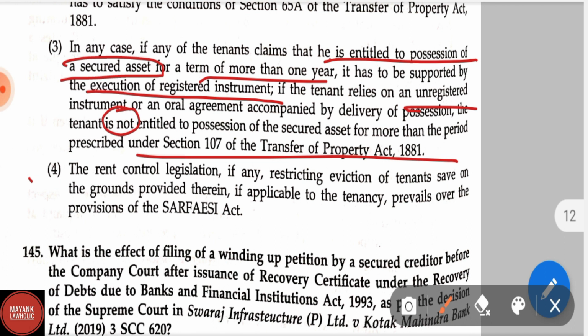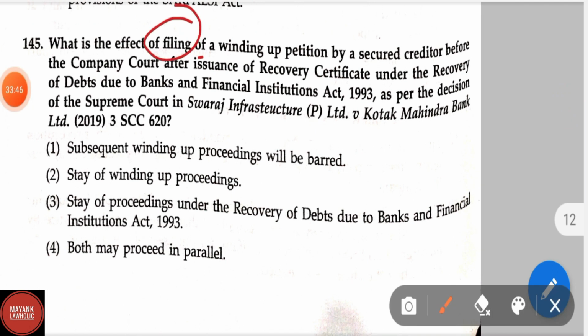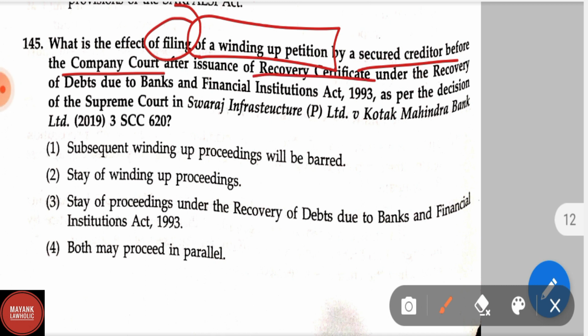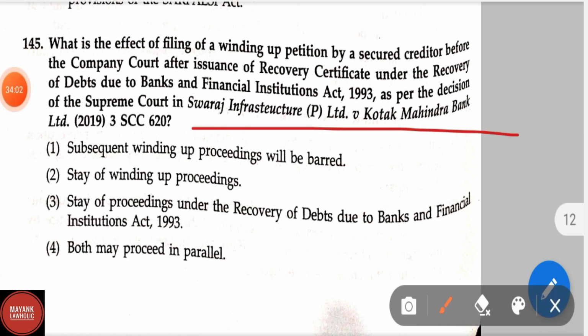In this question, the correct answer is option number 4. This is the right answer. Now let us see the question number 145. What is the effect of filing of a winding up petition by a secured creditor before the company court after issuance of the recovery certificate under the Recovery of Debts Due to Banks and Financial Institutions Act 1993, as per the decision of the Supreme Court in Swaraj Infrastructure Private Limited versus Kotak Mahindra Bank Limited 2019?